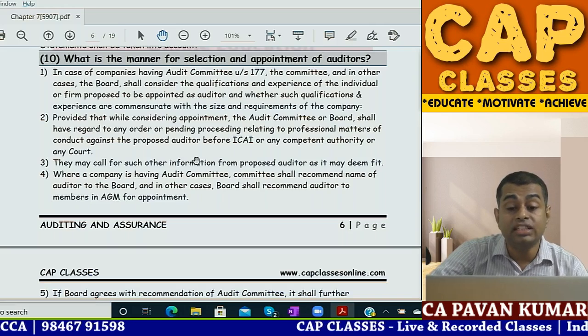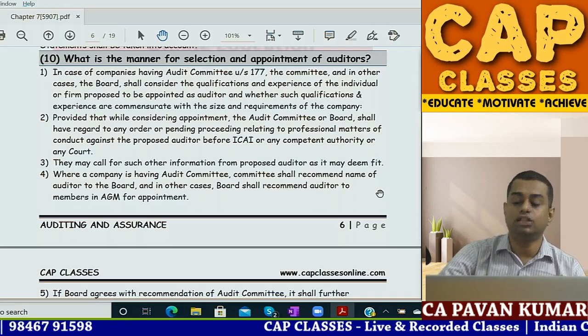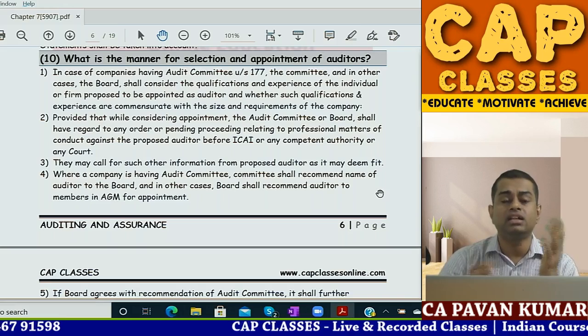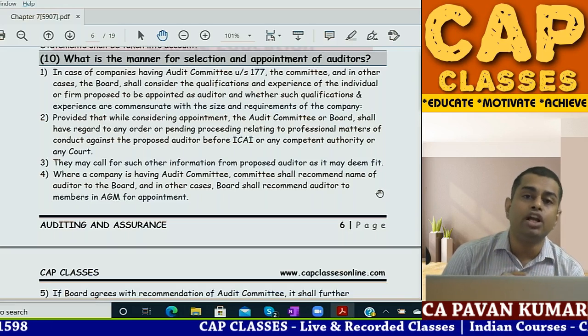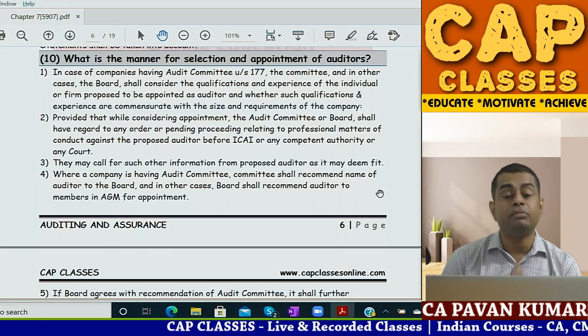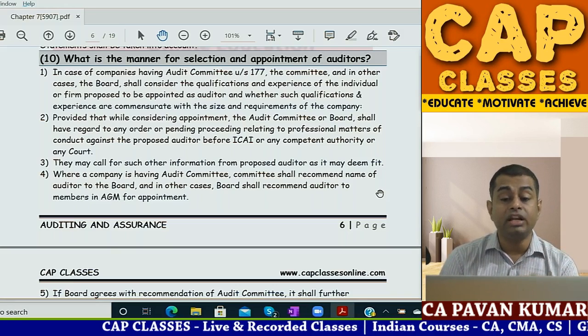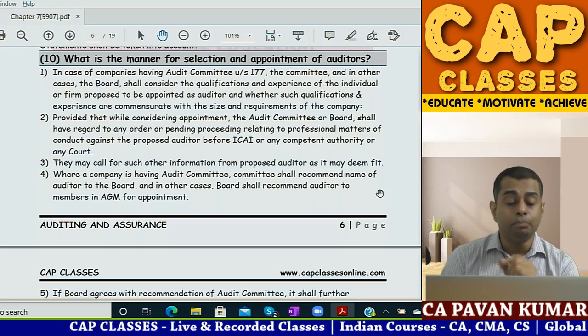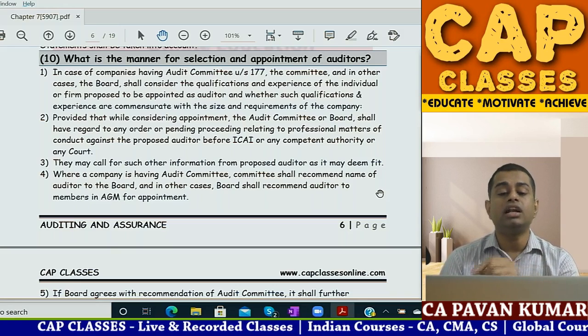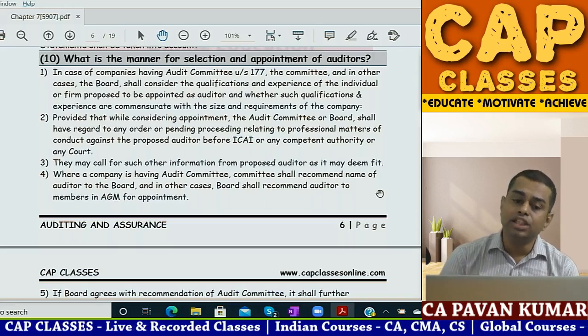They may call for such other information from the proposed auditor. So the audit committee can call me and ask, Pavan sir, we are considering appointing you to be our company auditor. We need some information. Can you give it? I have to give. Where a company has an audit committee, the committee shall recommend the name of the auditor to the board, and in other cases, the board shall recommend the auditor to the members in AGM. This is what I told you.